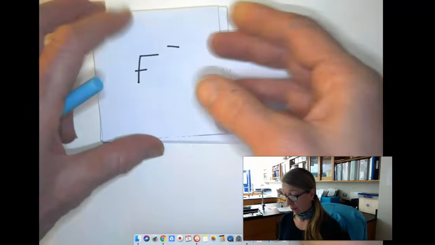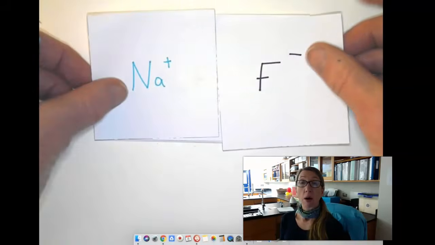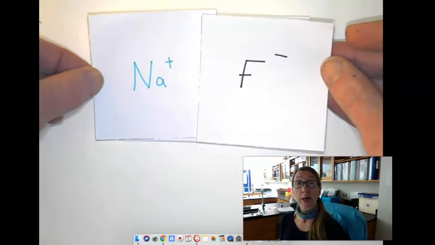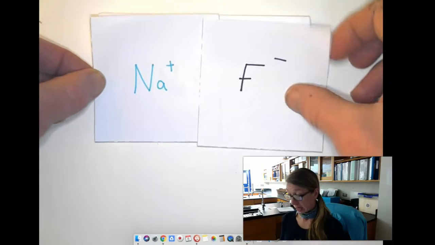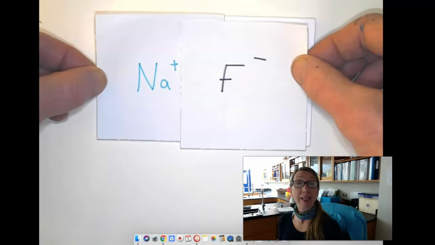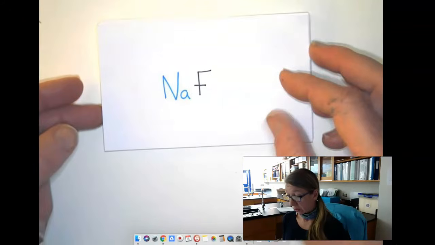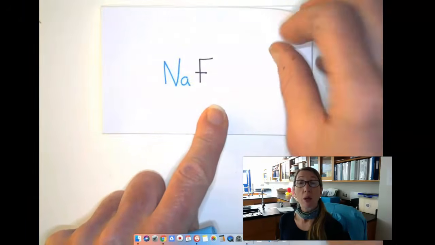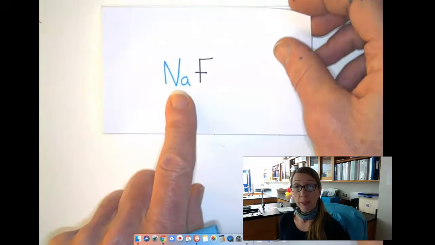And so what will happen is you will have a positive sodium ion and a negative fluorine ion. These opposite charges will attract, forming that crystal matrix that you saw on the interactive. Since we only needed 1 sodium and 1 fluorine to make them both stable, then our formula would be NaF.